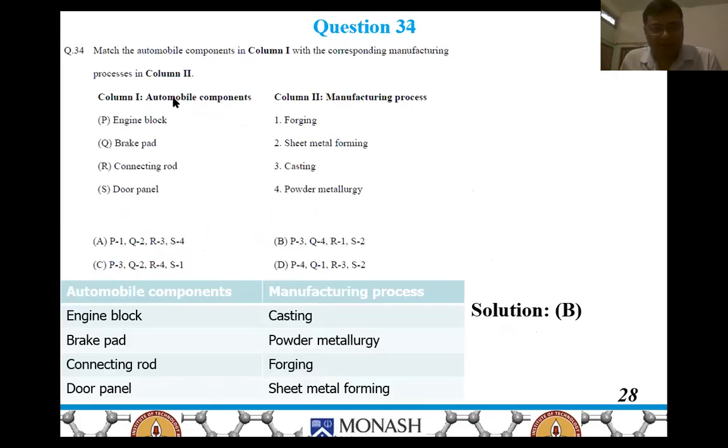Match the automobile components in column 1 with the corresponding manufacturing processes in column 2. So the engine block is generally made by the casting process, often cast iron, because it dampens the vibrations, and the brake pad is made using powder metallurgy because it requires high friction strength. The connecting rod is made using forging, and the door panels are made by sheet metal forming. So the option is B.